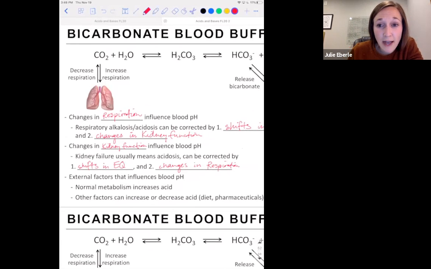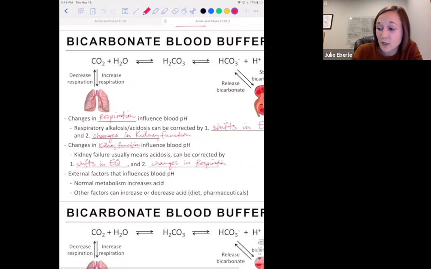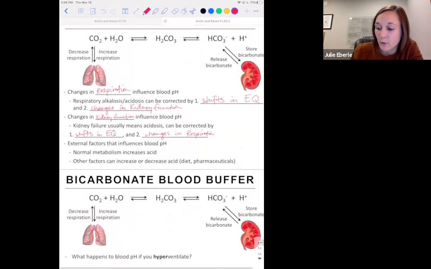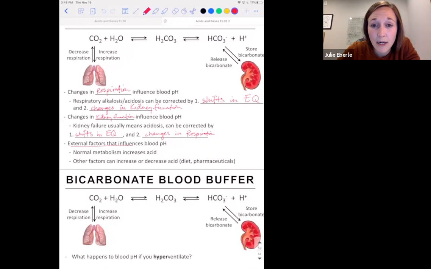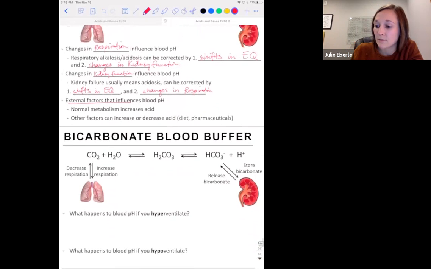You guys remember Le Chatelier, our good friend Le Chatelier's principle? Don't forget how that works, because everything we're about to talk about is going to require you to understand and remember how Le Chatelier's principle works, okay? So review it if you need to. Before we move on though, other things can also affect pH: our diet, different foods, very acidic foods, foods that are not so acidic, and different medications and pharmaceuticals can all affect blood pH.